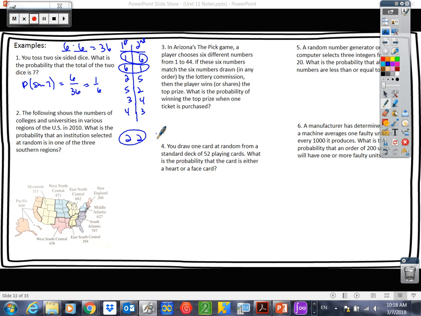Okay. All right, so the next kind of problem, are we okay with that? Okay, so number 2: the following shows the numbers of colleges and universities in various regions in the United States in 2010.